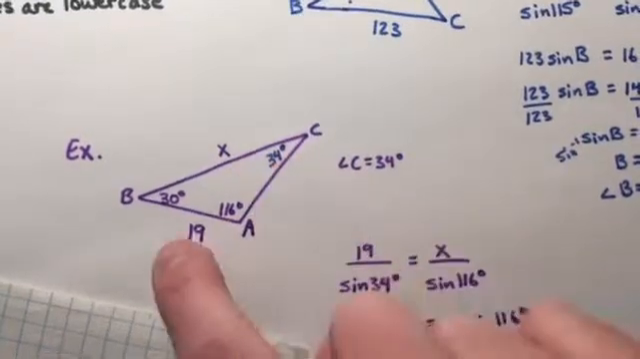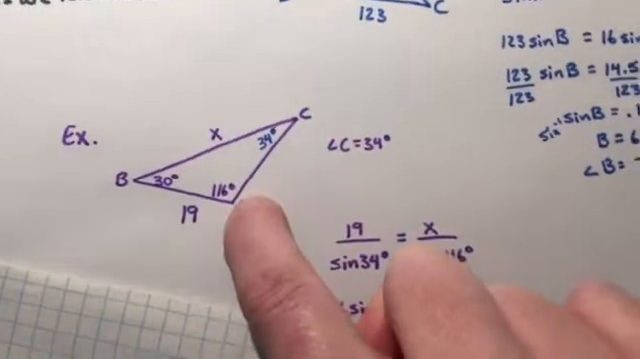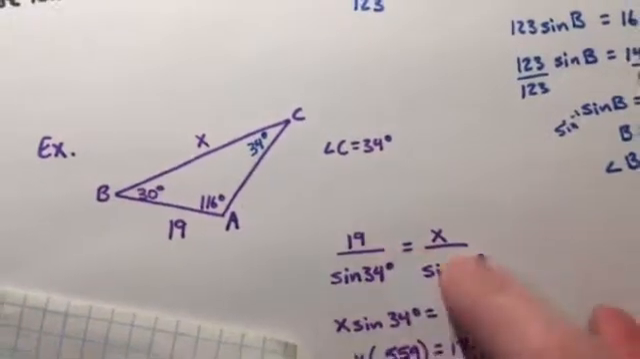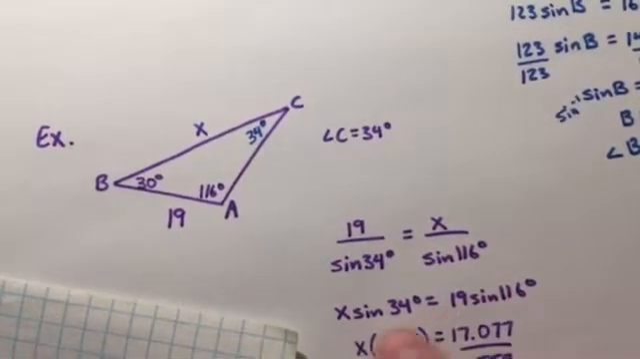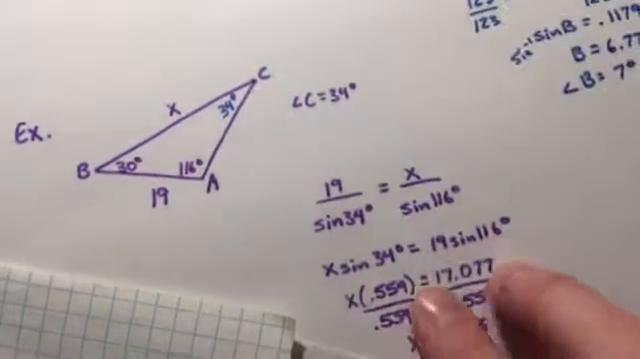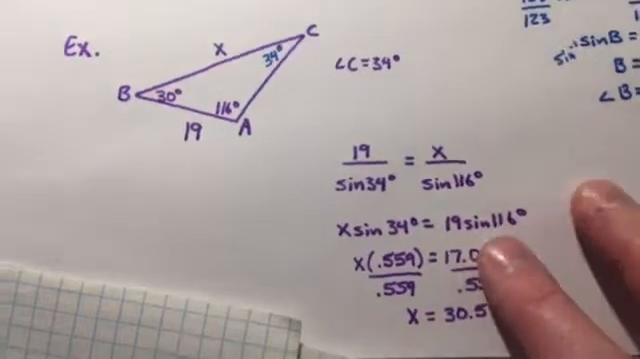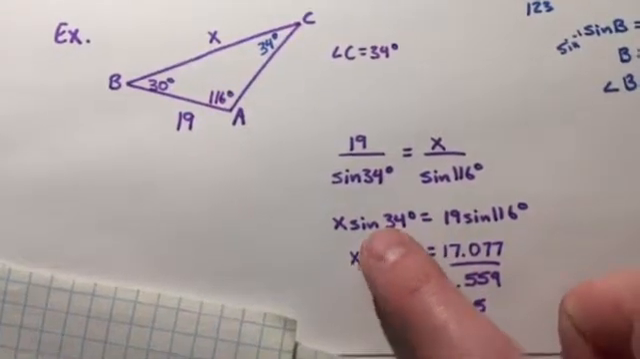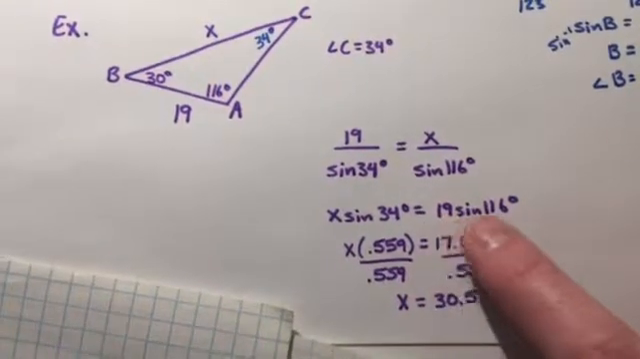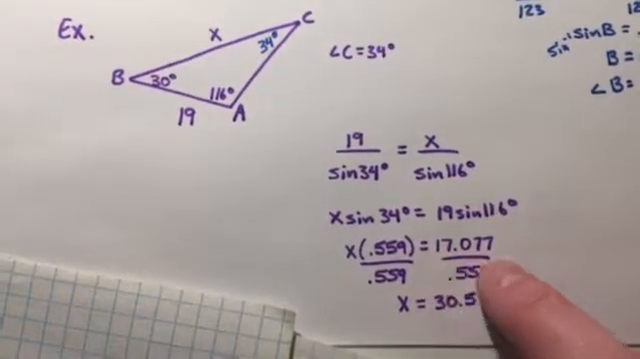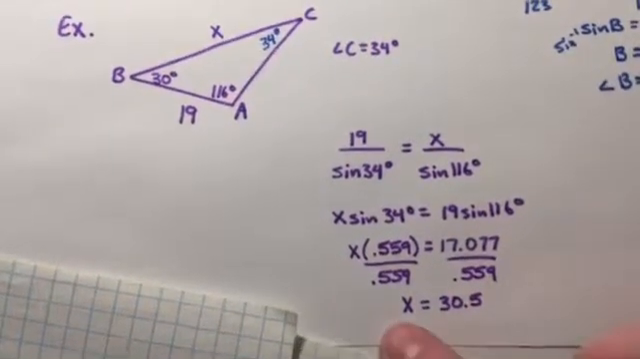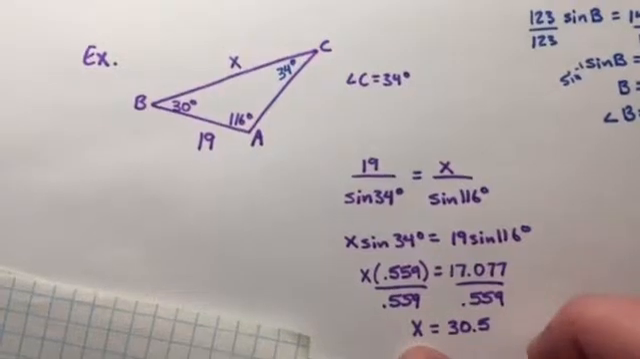It's important to pair the ones together that are across from each other, or you haven't filled in the formula correctly. Then you're going to cross multiply. So 19 times the sine of 116 equals x times the sine of 34. Type it in your calculator, make sure it's in degree mode, and you get 0.559 for the sine of 34. You still have x over there. 19 times the sine of 116 is 17.077. Then I just had to divide by 0.559, and I get the side x is equal to 30.5.